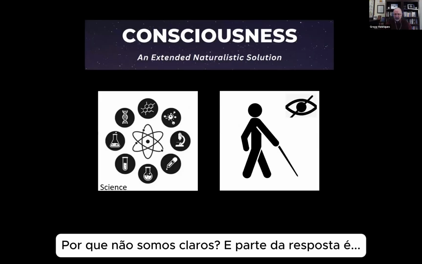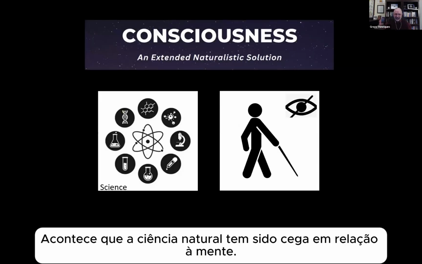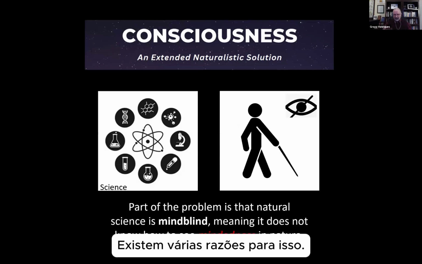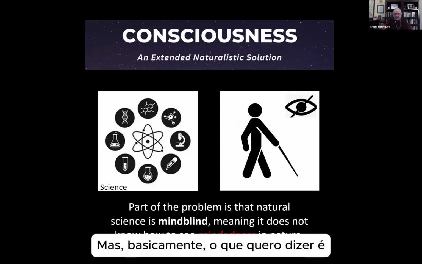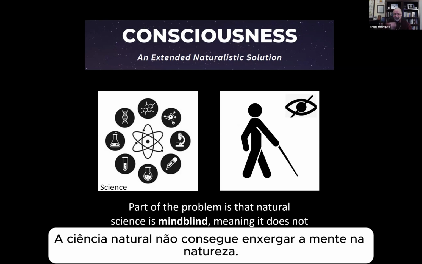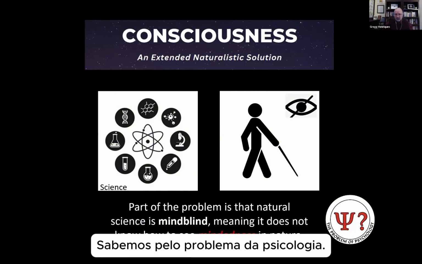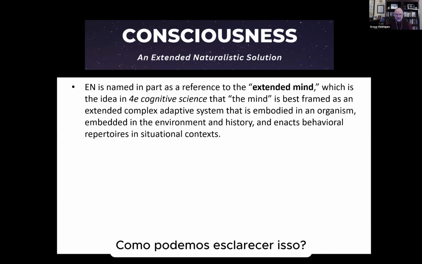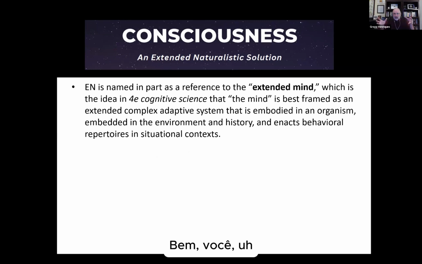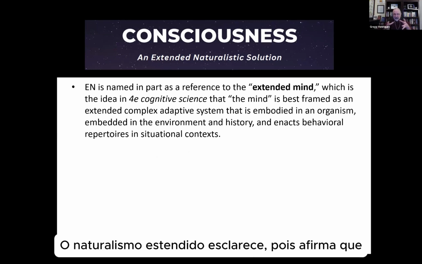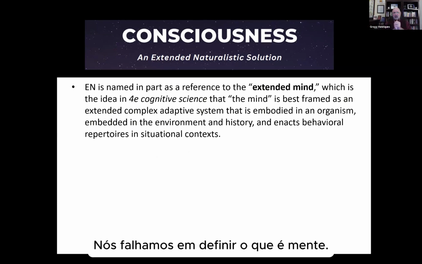Part of the reason is that it turns out natural science has been mind blind. There's a whole set of reasons as to why this is, but fundamentally, what I mean is natural science does not know how to see mind in nature. How do we know this? Well, one way is because of the problem of psychology. How can we make this clear? Well, extended naturalism makes it clear because it says we have failed to define what mind is.